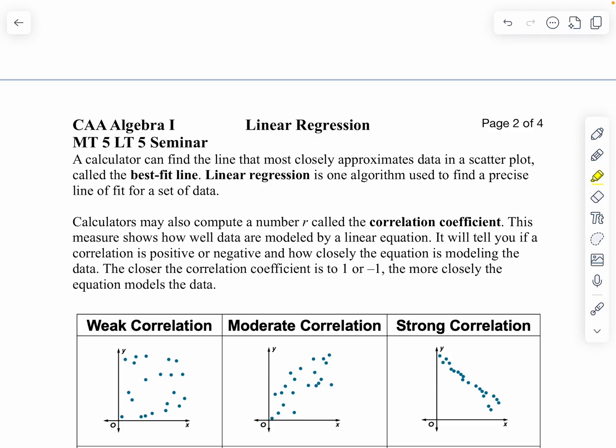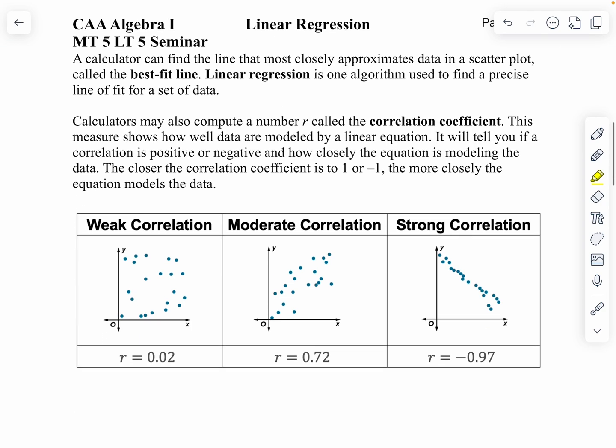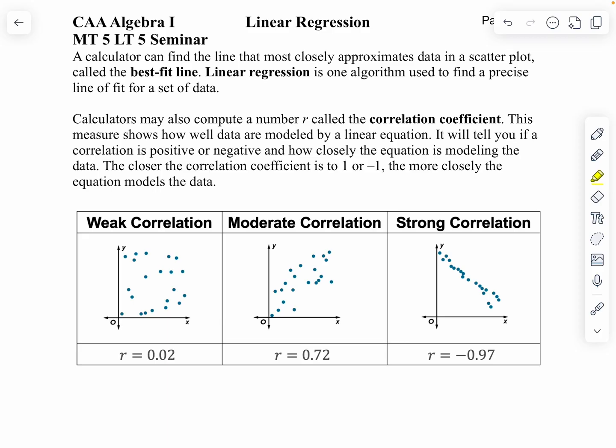And so what we're going to do, we're going to use technology, your Desmos calculator mostly, and we're going to use it to find the precise equation of a line. Even when you take a statistics class, we don't make you do linear regression by hand anymore. It's a complicated formula, but we're going to just use technology to do that. Now, in applying that technology, we're going to look at the correlation coefficient.